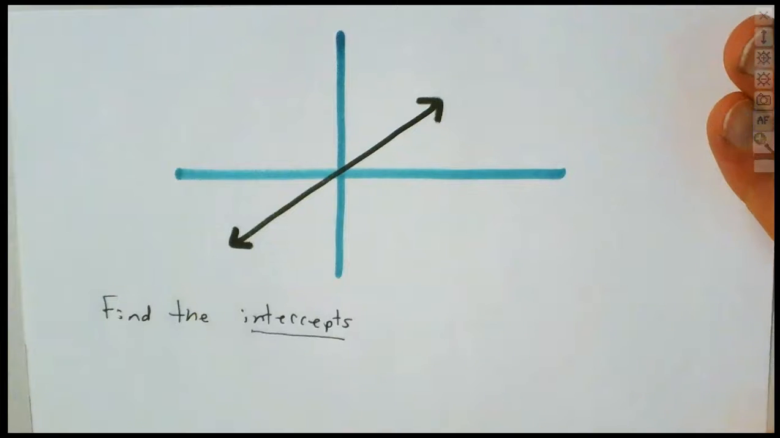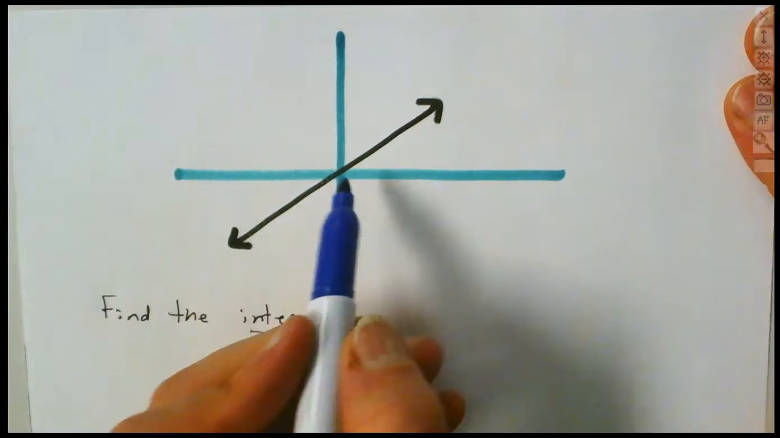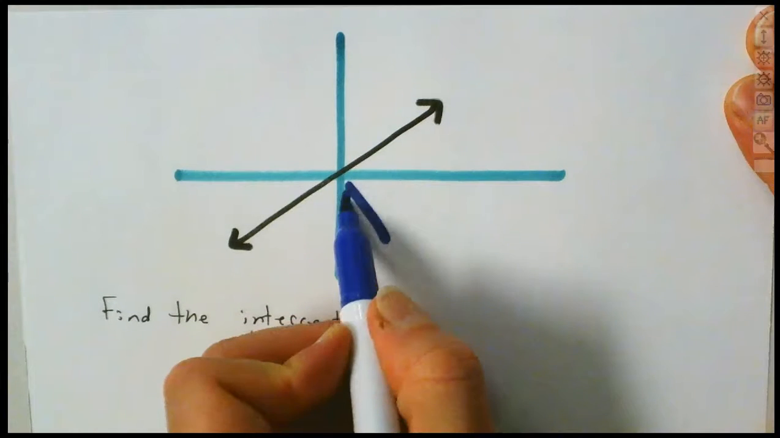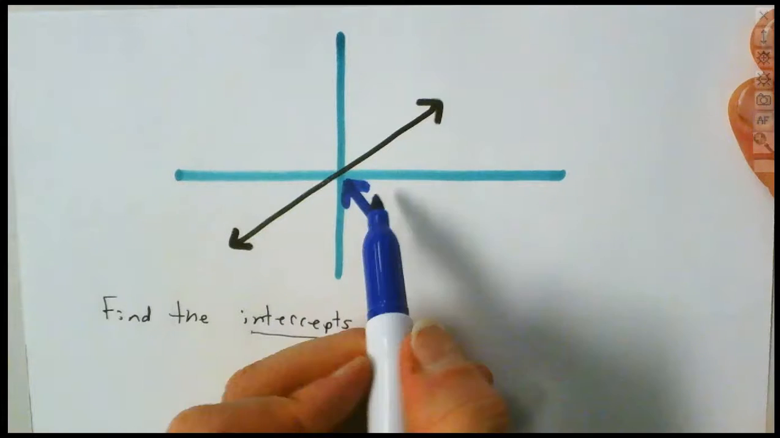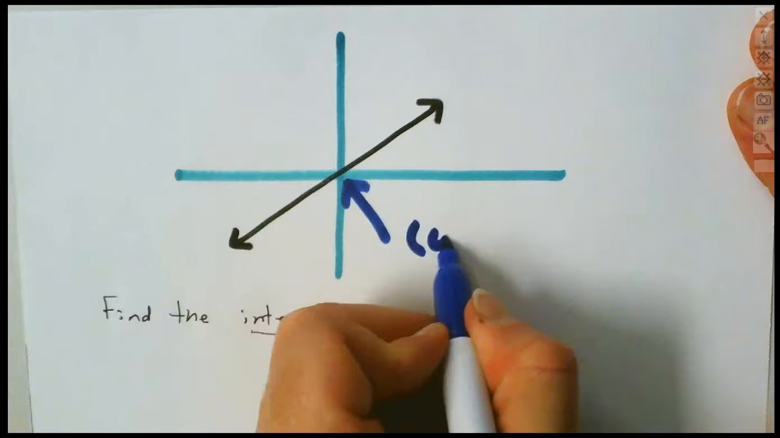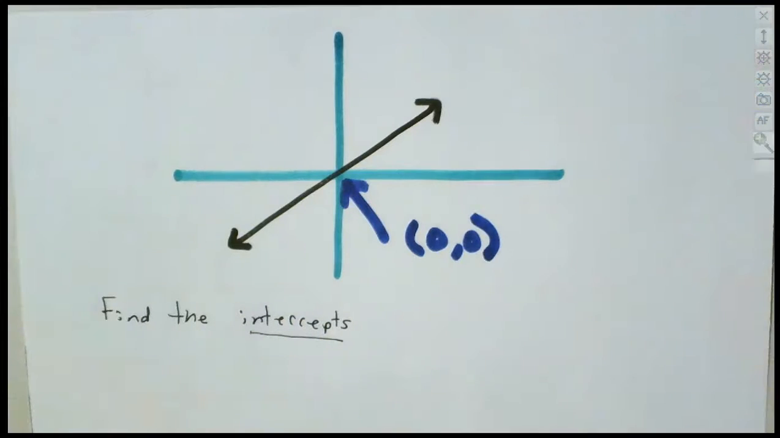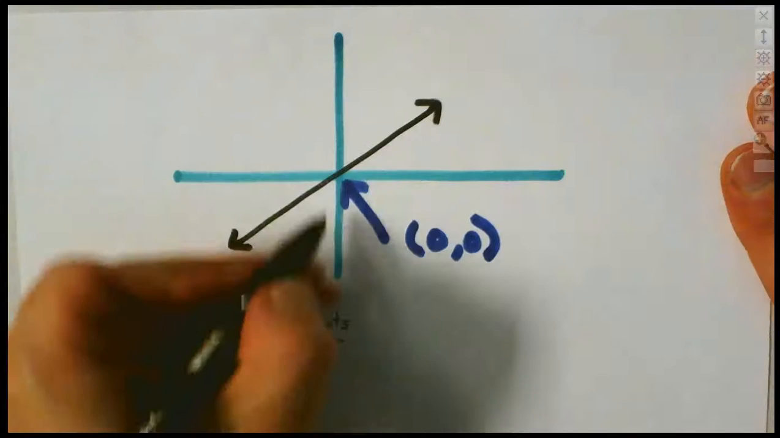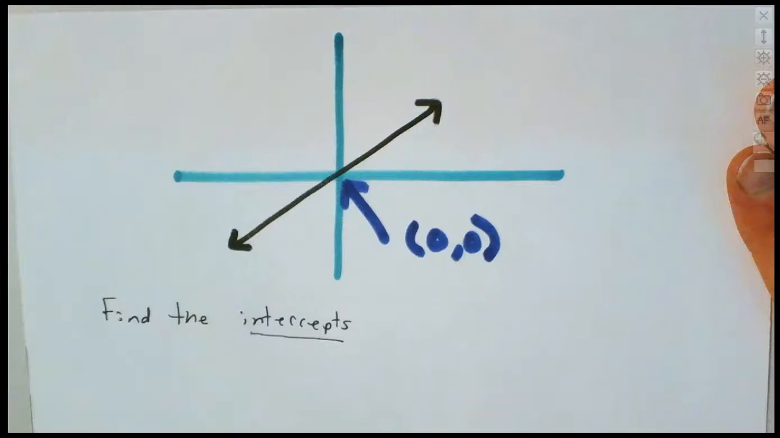Now, look at where it crosses the axis. It crosses both of them right here at the origin, right? So that's our origin, and this is both intercepts here. And this is 0, 0. So it crosses both of the green axis lines at 0, 0.